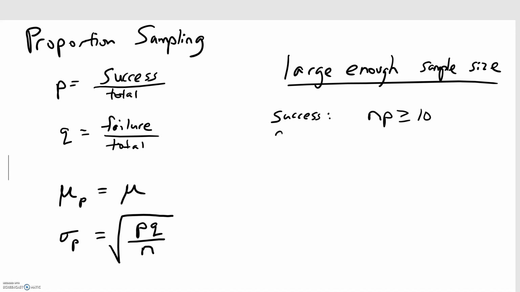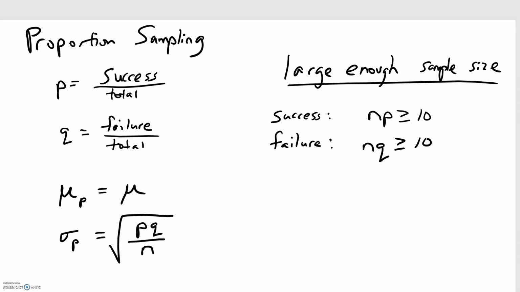The formula for the failures is very much the same. So you want to take a look at your formula sheet and see if these formulas were provided to you by the math department. But it's N times Q would have to be greater than or equal to 10. We have some room here.